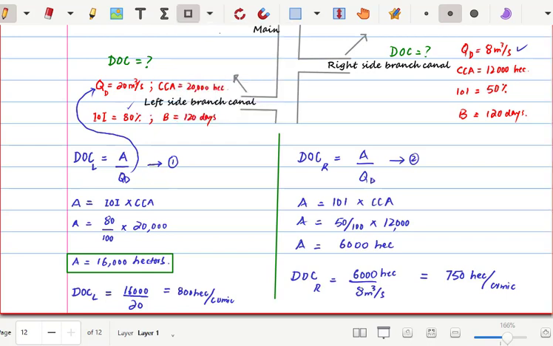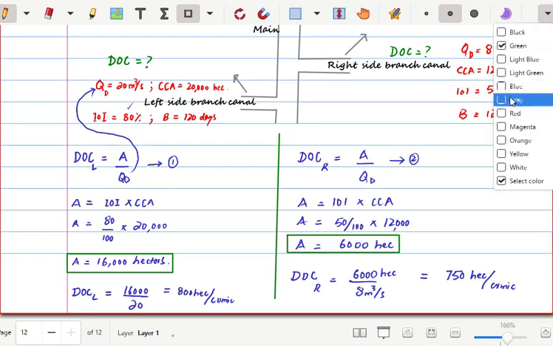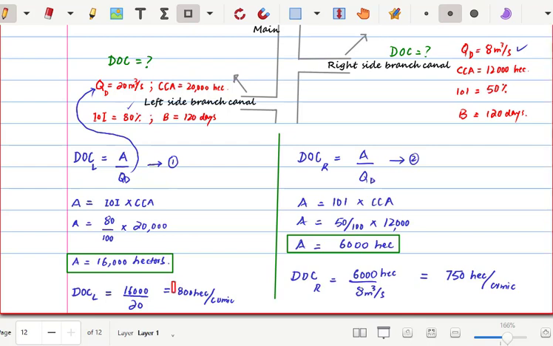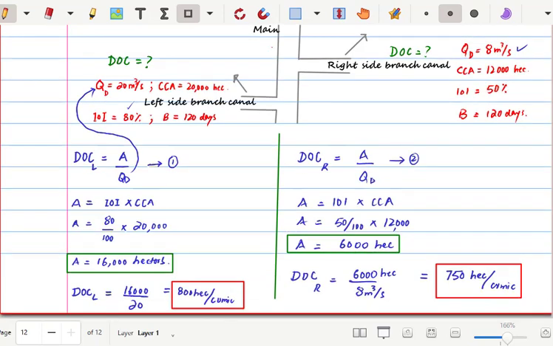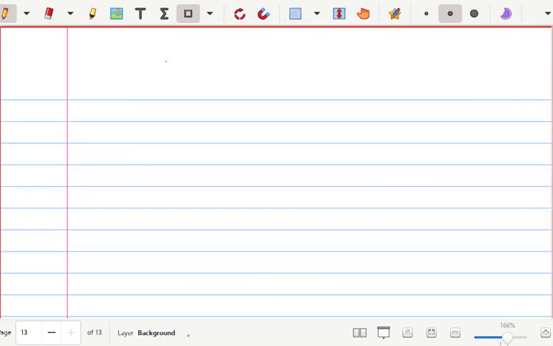So what's the point you need to know? The first thing is that let's highlight these areas which you have found, and these are the answers we were asked to find. Duty on left side is 800 hectares, duty on right side is 750 hectares. So in the second part, we were also asked to mention which canal is more efficient. So we need to compare and give our point that which one is more efficient.